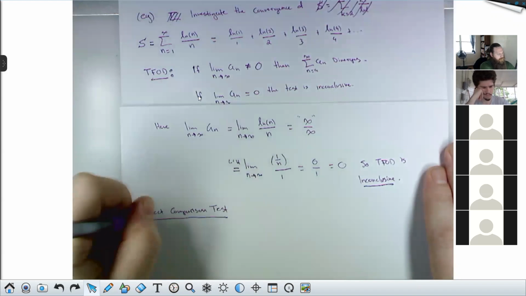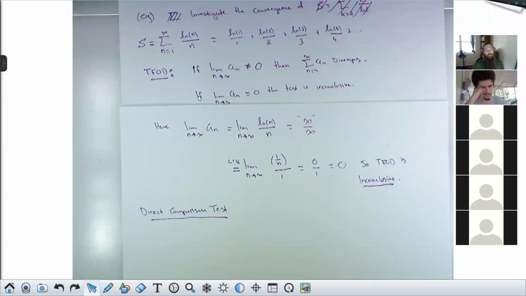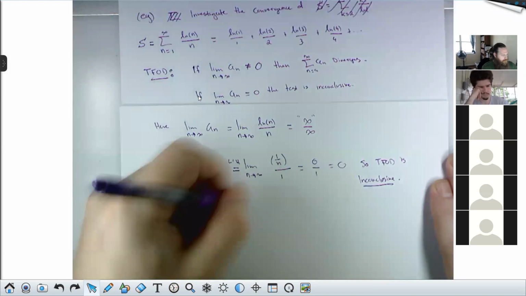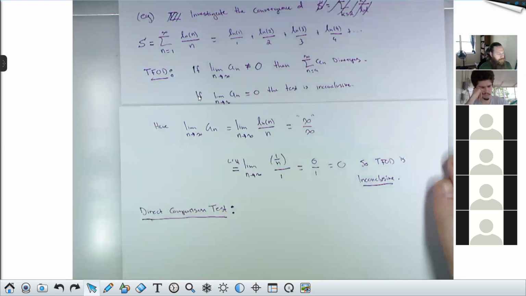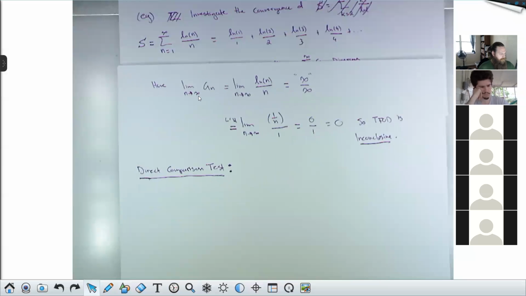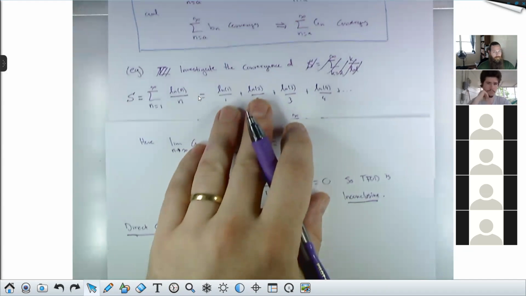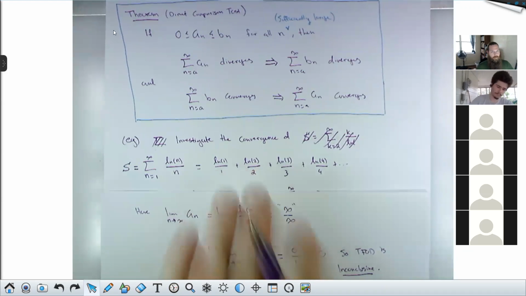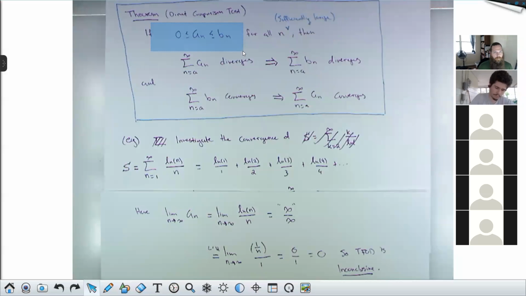So I'm going to tell my reader that my next move is a direct comparison test because the test for divergence was inconclusive. Now, the first step in using our comparison test is to construct an inequality. This says if you have an inequality of this form, then you can make conclusions like these. So it's up to us to build this inequality.